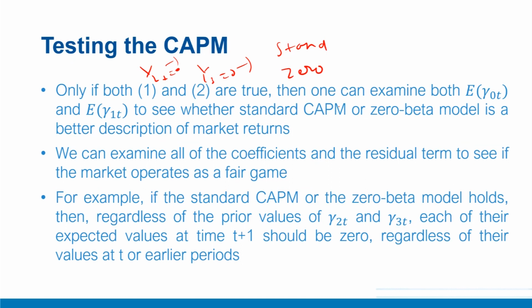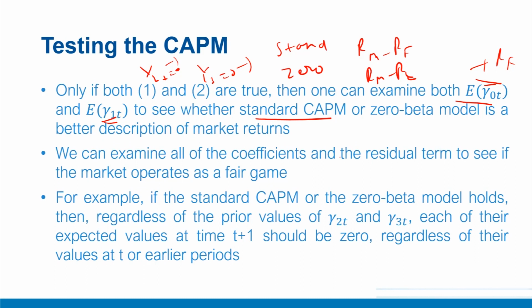If they are 0, then one can proceed further to examine the expected values of the coefficients gamma naught t and gamma 1t, and see whether the standard version of CAPM or zero beta CAPM is a better description. For example, if the expected value of gamma naught t corresponds to RF, then probably the standard version of CAPM is a better description. But if it is higher than RF, then probably the zero beta version. Similarly, gamma 1t would be either RM minus RF or RM minus RZ, depending upon the applicability of the standard version or zero beta version of CAPM.